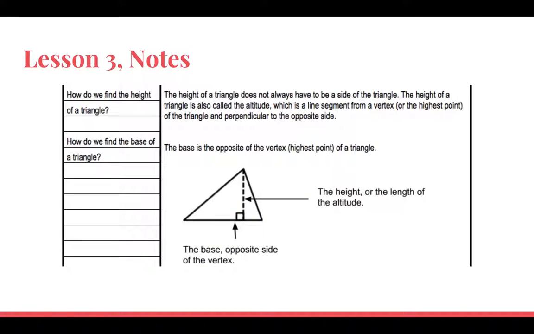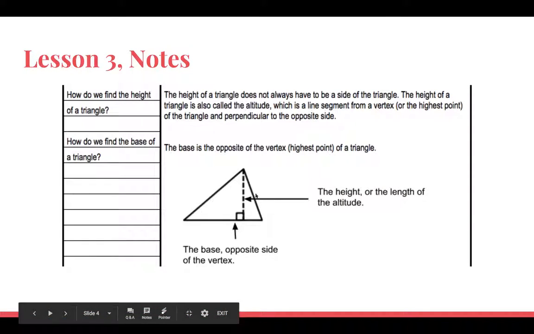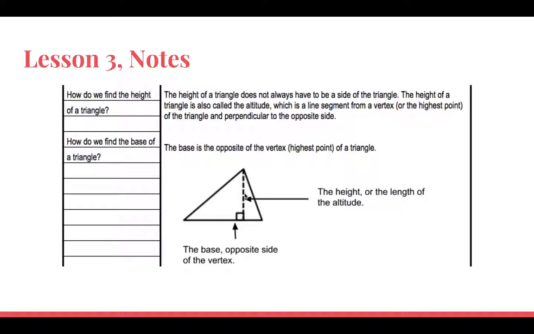How do we find the height of a triangle? The height of a triangle does not always have to be a side of the triangle. The height is also called the altitude, which is a line segment from a vertex, or the highest point of the triangle, perpendicular to the opposite side. Basically, we're going to use this triangle right here. This is your vertex, and this is your altitude, this line that goes all the way down to make a right angle. That's why this is the height, or the length of the altitude. The base, which is the opposite side of your vertex, is right here.